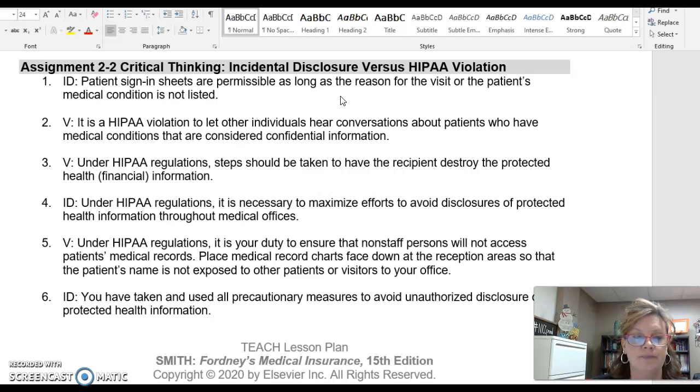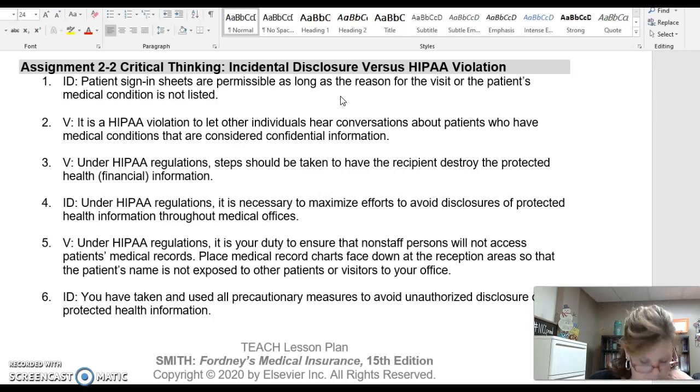Number 3, you send a fax, but accidentally you switch the last 2 digits of the fax number, and the patient's billing information is received in the wrong location. Okay, even though you probably didn't mean to have this done, it's still a violation. Steps should be taken to have the recipient destroy the PHI. Make sure you cover your tracks on this. Make sure, again, it is destroyed.